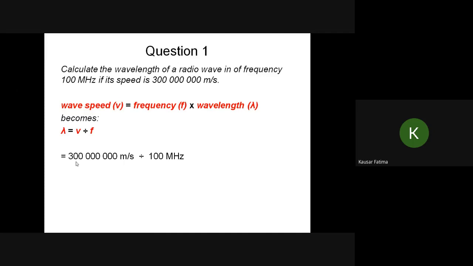So we get 3 × 10^8 meters per second divided by 100 megahertz. Mega means 10^6. So this is 3 × 10^8 divided by 100 × 10^6, which means 1 × 10^8 in the denominator, you can say. So the answer is 3 meters. This is the wavelength of radio waves, and that is the wavelength in air.